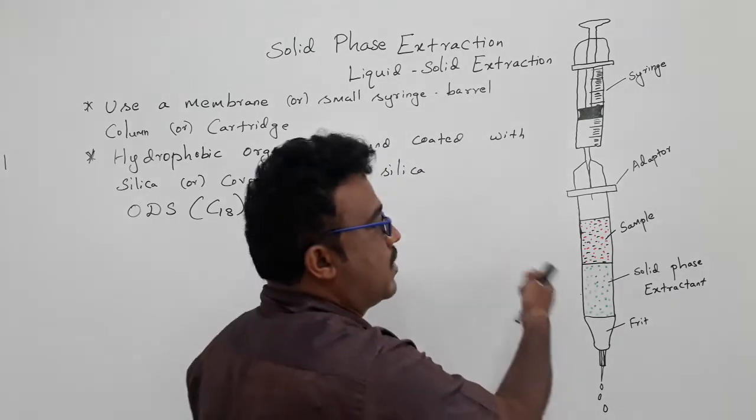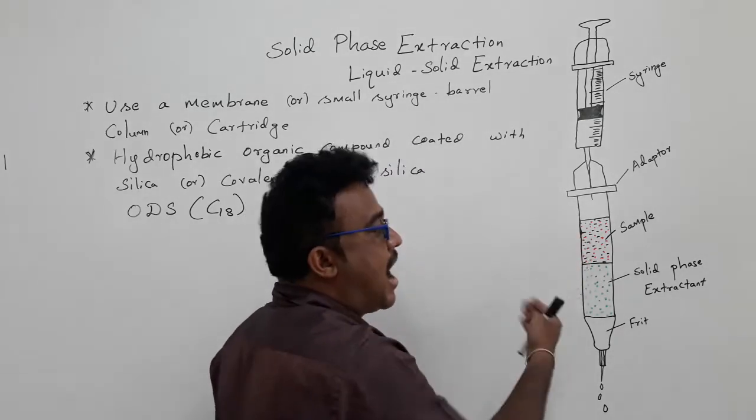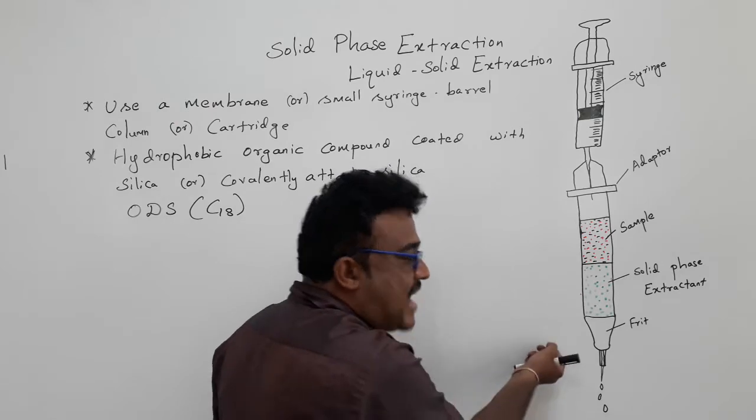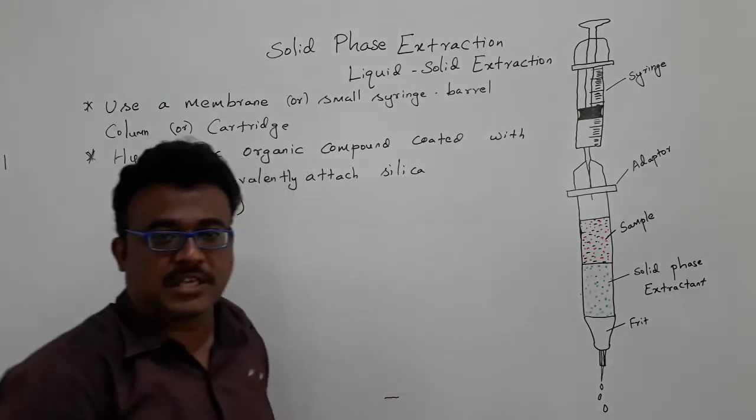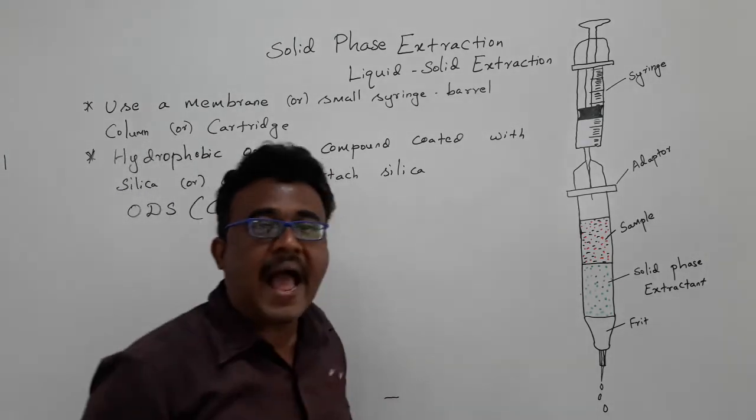You can connect with that one to give pressure to the system, or otherwise you can connect a vacuum. A vacuum line can also be used with the system. If you connect the vacuum line, what will happen?